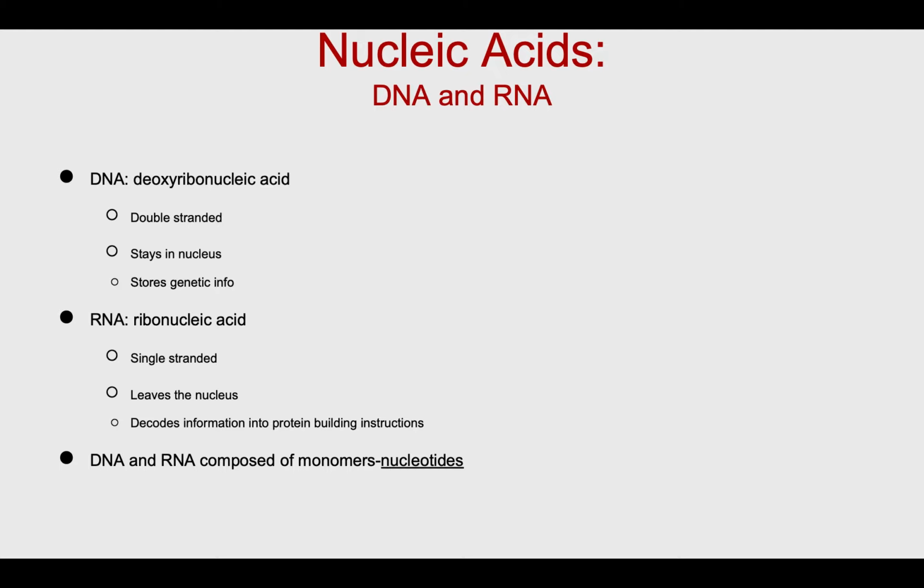We also have RNA, which is a ribonucleic acid. RNA is typically single-stranded. It can leave the nucleus, and the RNA basically decodes the information stored in the DNA into protein-building instructions. We're not going to get to that now. That's going to be a few weeks down the road. We'll start talking about that. But RNA and DNA are made up of the same type of monomers, nucleic acids, also called nucleotides. So the monomers, nucleotides, are made up of the same thing. They have different functions.